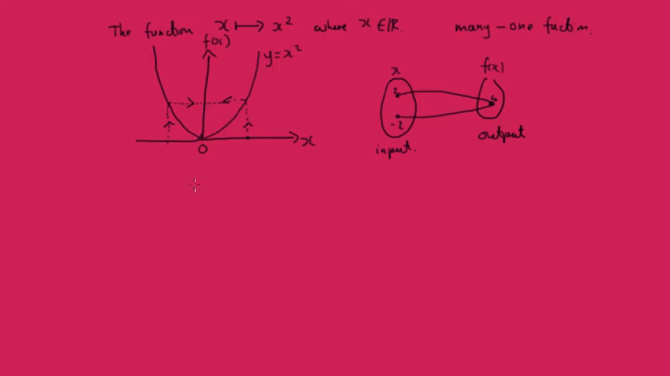Now we can write this as f, the function f is such that x is mapped to x squared for x a member of the real numbers, or f of x equals x squared for x belongs to real numbers.